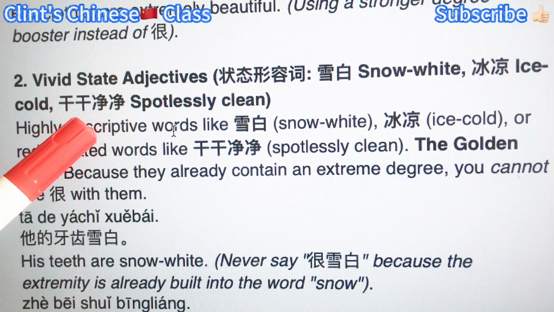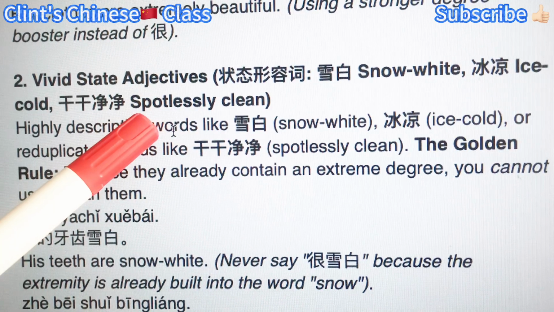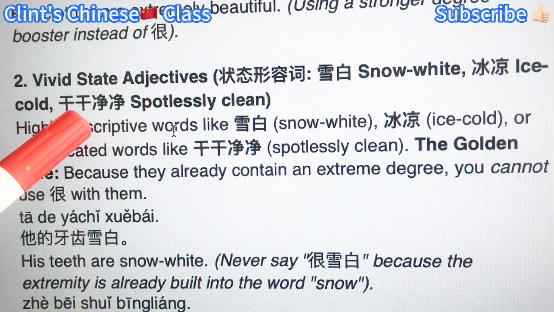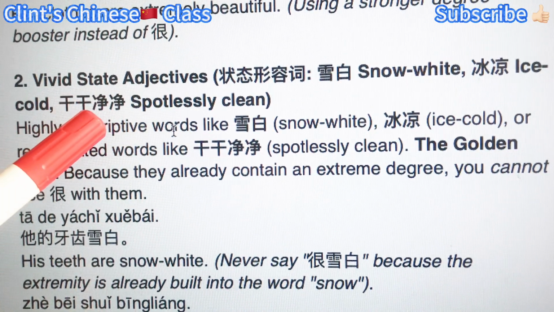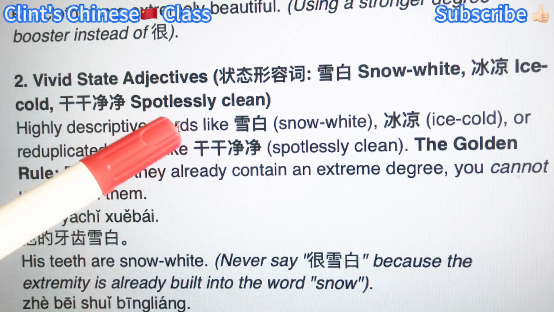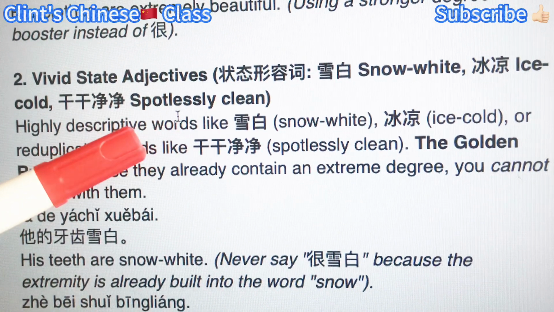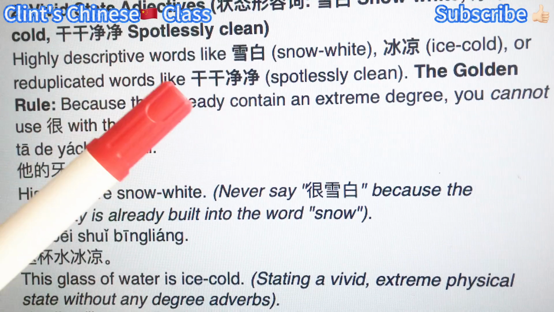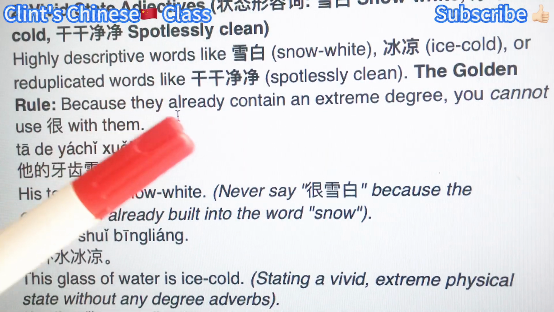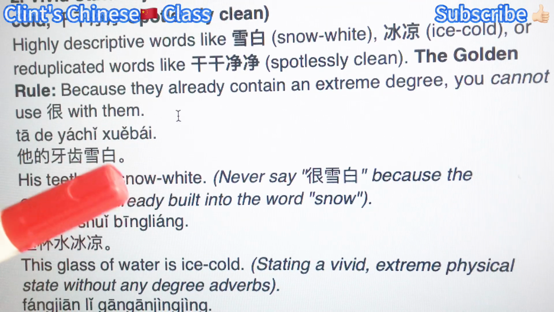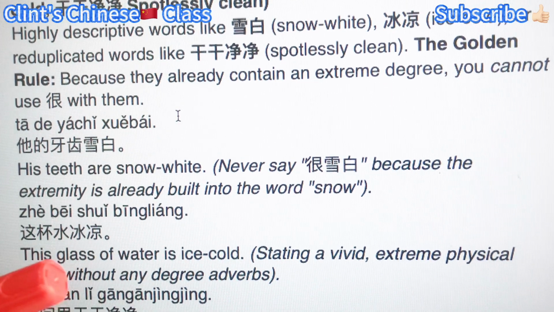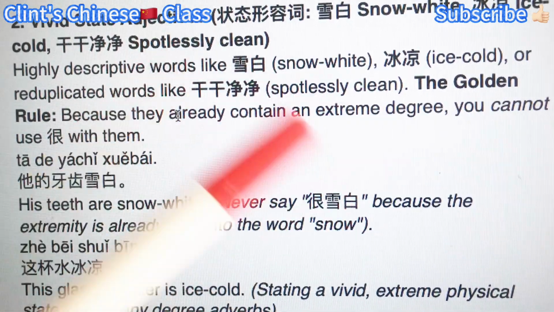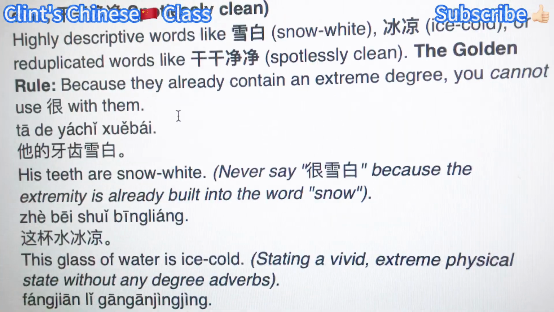And this one, AABB type of adjectives. Basically, the base word is 干净, right? But here we say 干干净净 to make it extremely clean, right? All right. So remember, when you use these adjectives, you don't use a very or extremely before that. You just say the subject, like the noun, and then you directly use these vivid state adjectives.